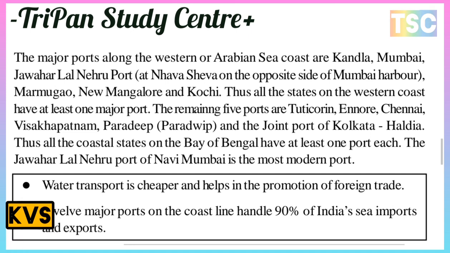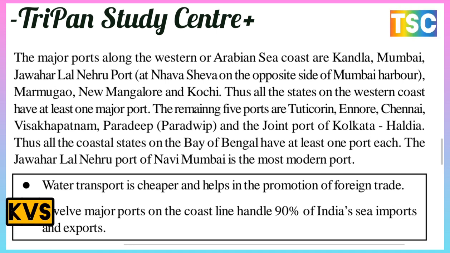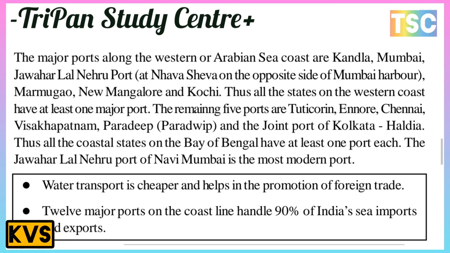And Mangalore, Kochi, and thus all the states of the western coast have at least one major port here. The remaining five ports are Tuticorin, Ennore, Chennai, Visakhapatnam, Paradip, and the joint port of Kolkata-Haldia, and thus all the coastal states on the Bay of Bengal have at least one port each. The Jawaharlal Nehru Port of Navi Mumbai is the most modern port here.